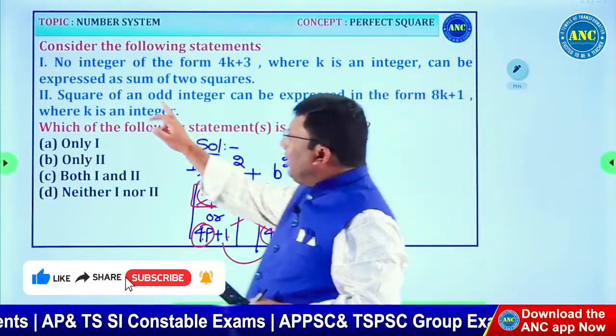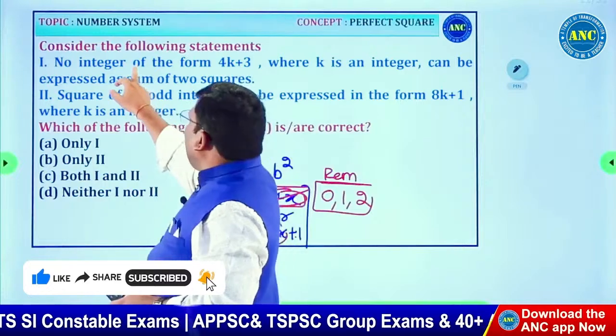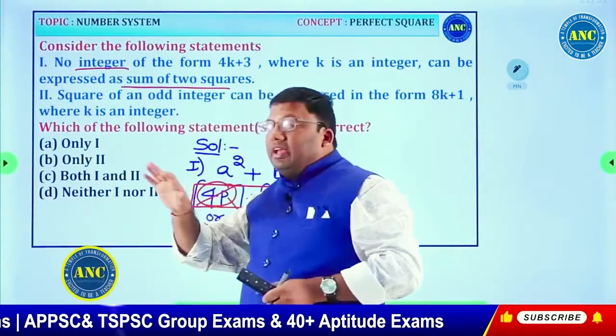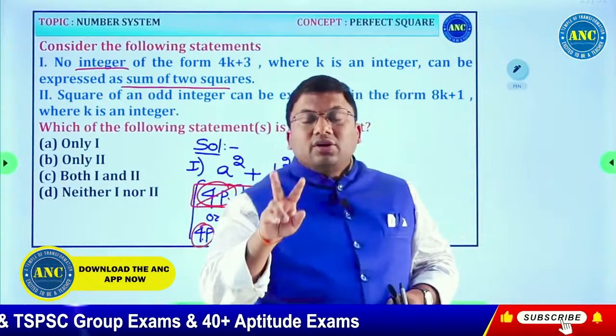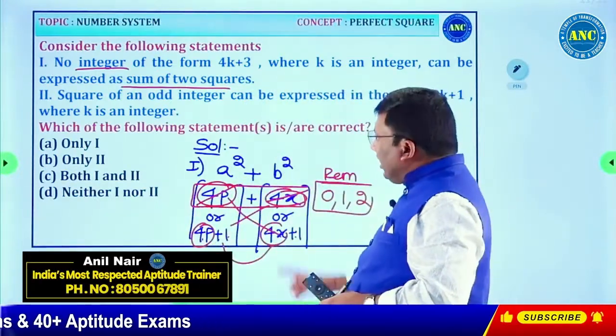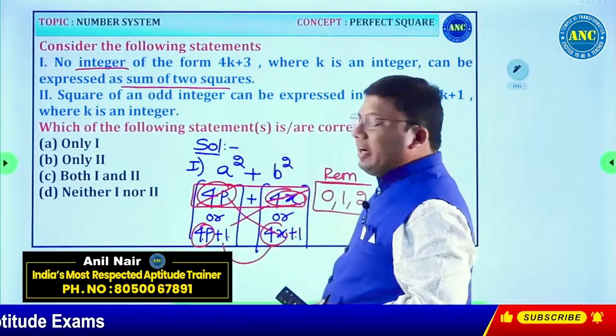No integer of the form 4k plus 3 can be written as the sum of two squares. Statement 1 is perfectly right.